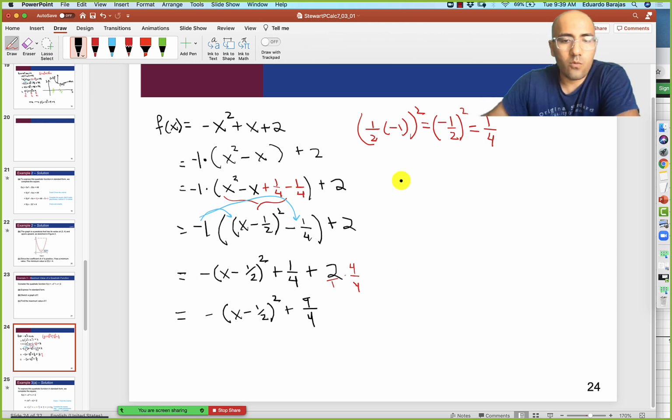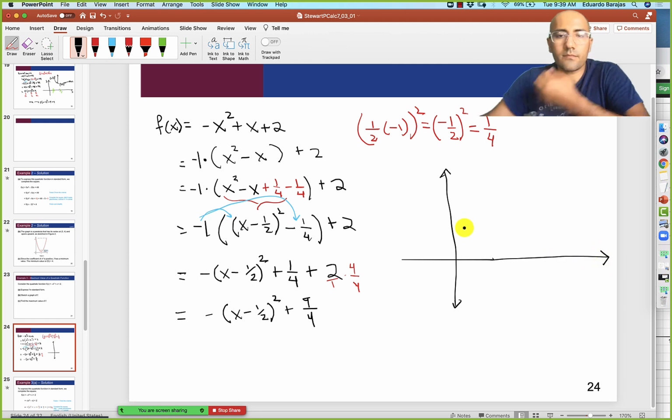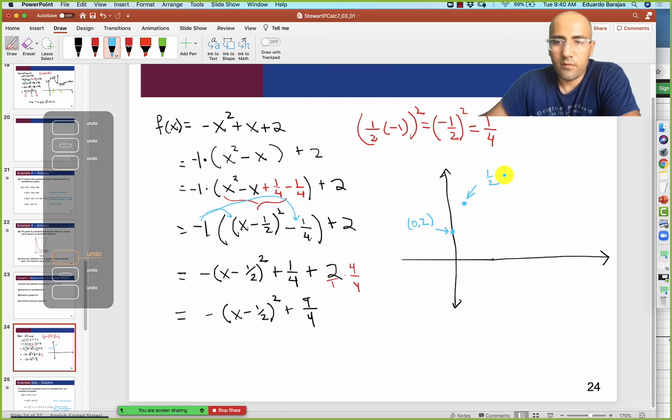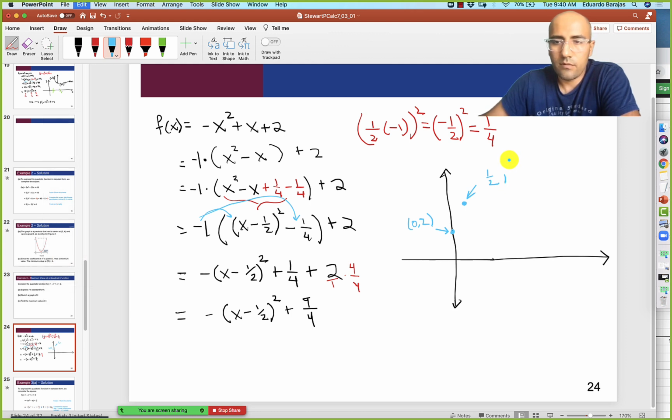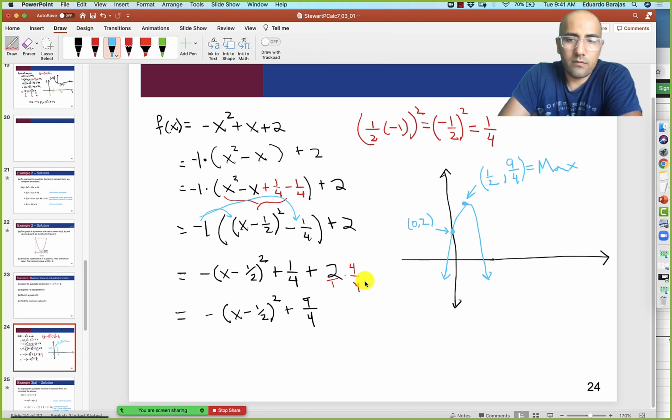So I can do a rough sketch of this thing. It goes to the point 0, 2. Let's say this is 0, 2. And I know that it's got a vertex point of 1/2 comma 9/4. Okay, so it's going to be up here somewhere. The scaling is a little off, but we're okay. So this is going to curve down this way and down this way, right? Where this is the vertex, and it will also be the max. Answer everything, sketch the graph, find the max.